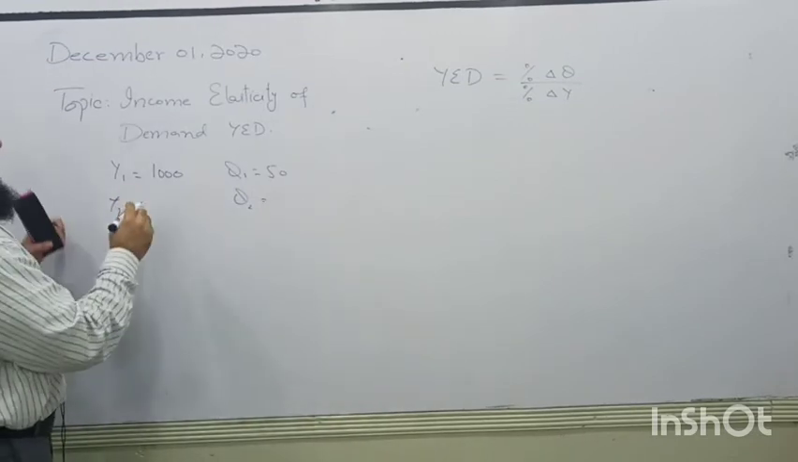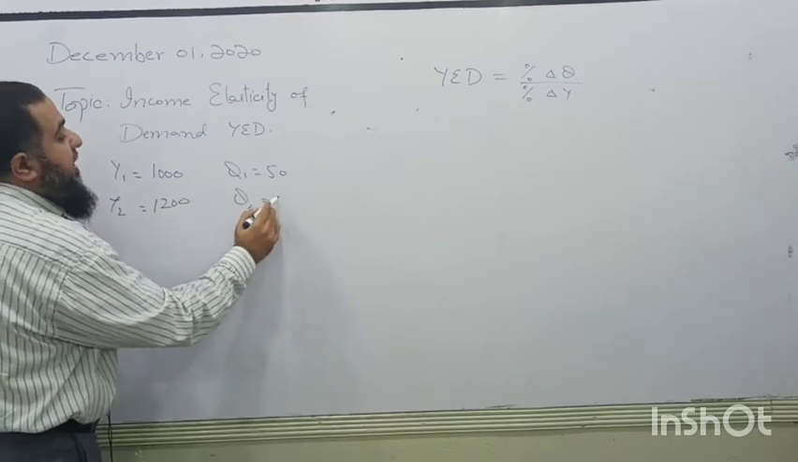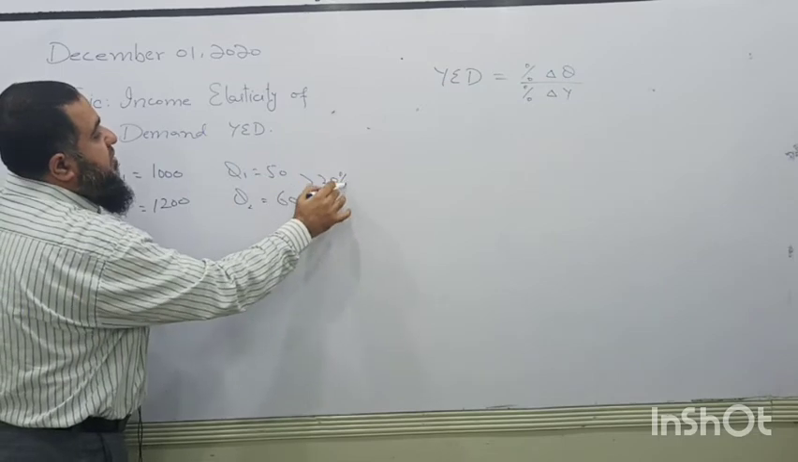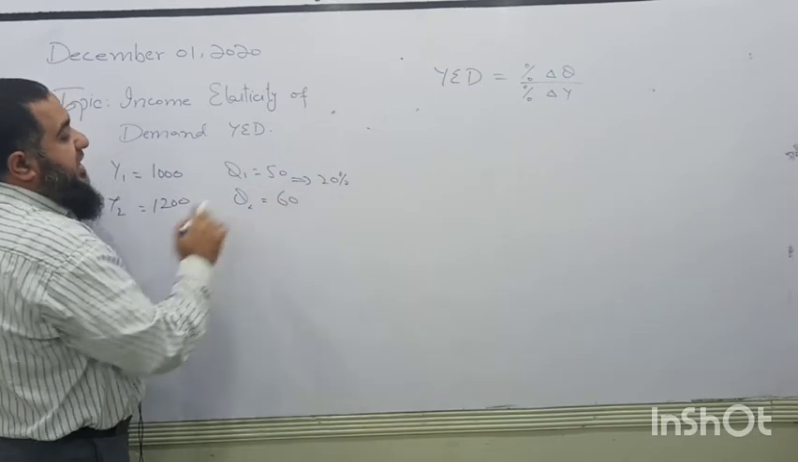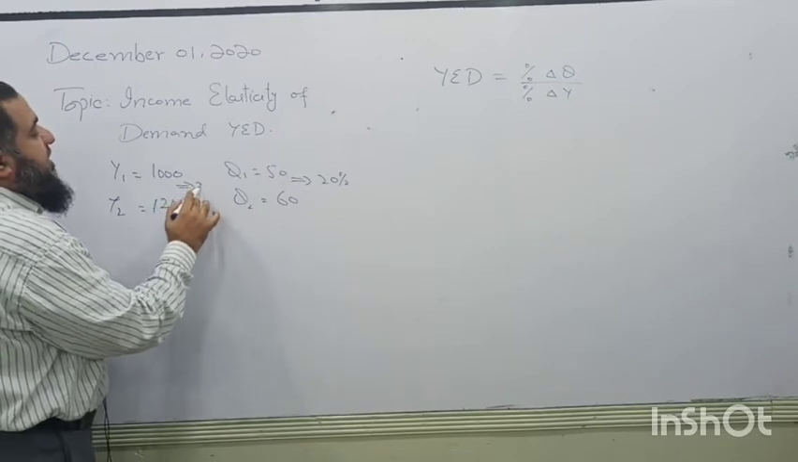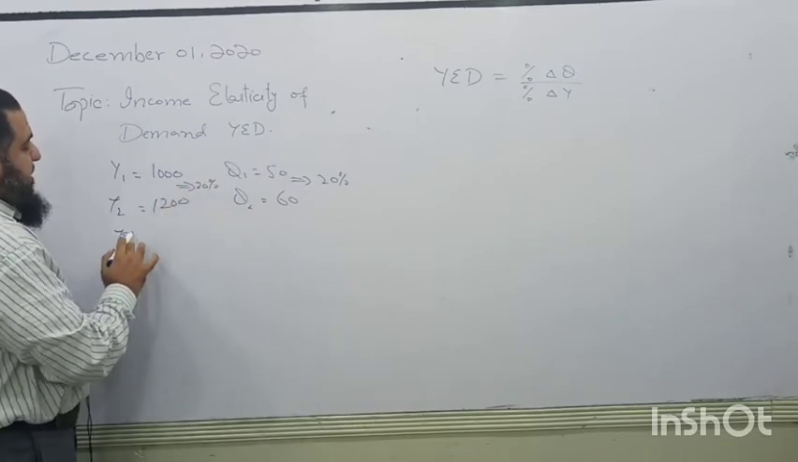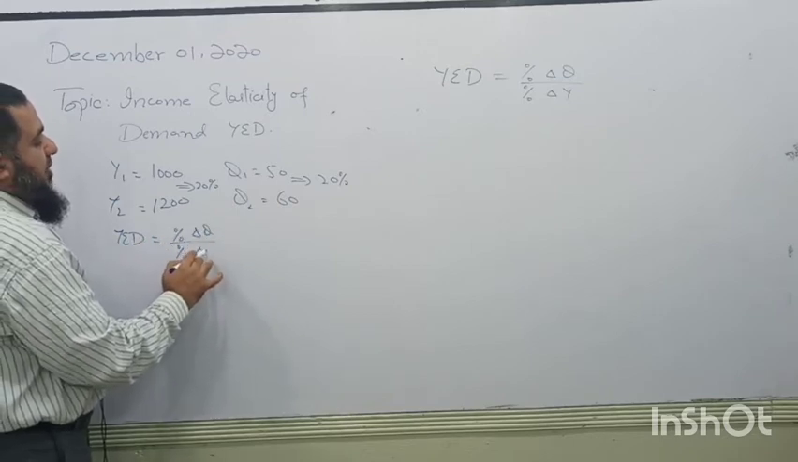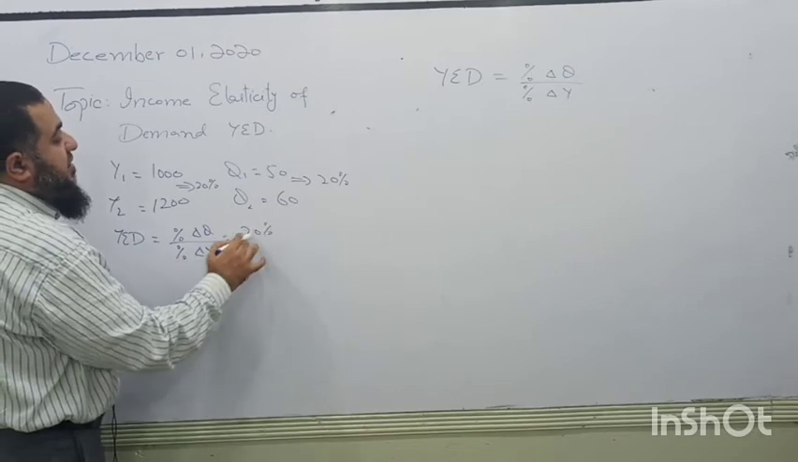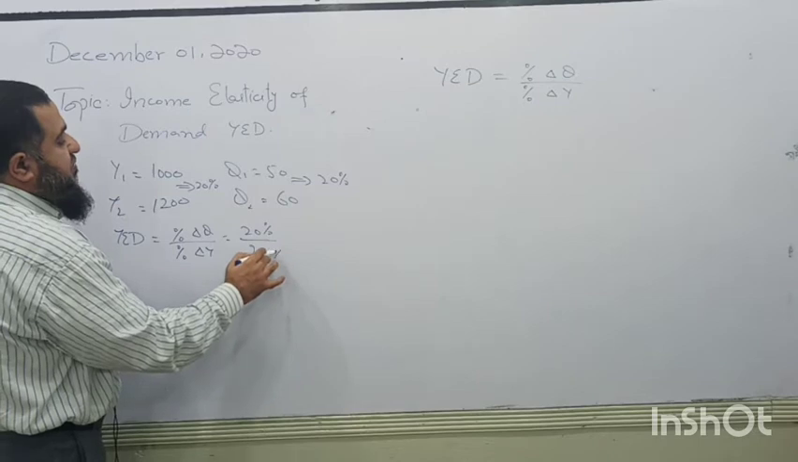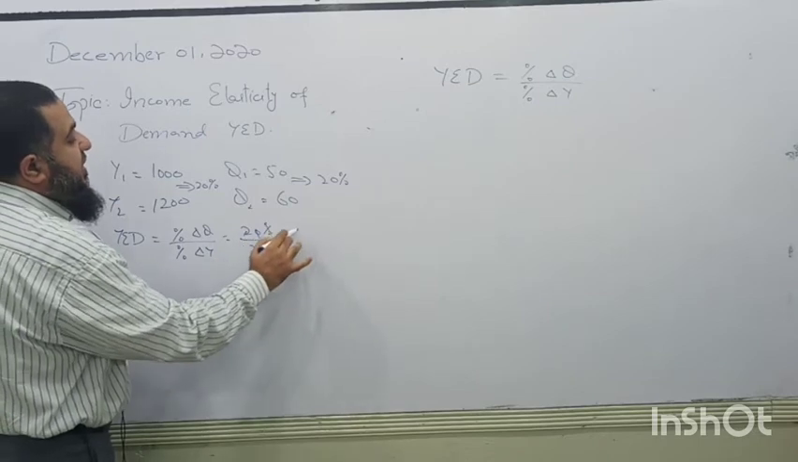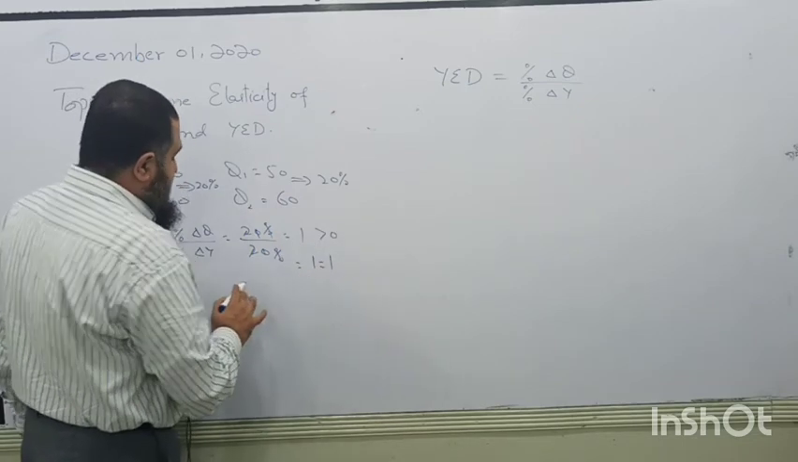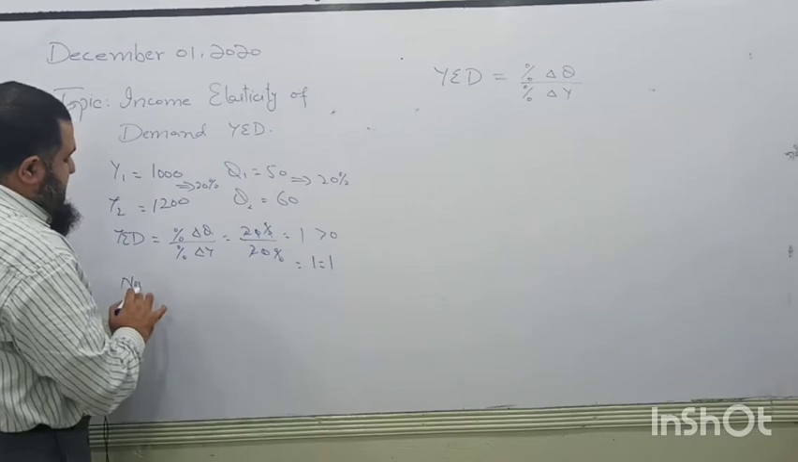Now we find over here it is 1200 and it is 60. So we can see this is a 20% increase in the quantity, and the same is the case, 20% is the increase in income. Therefore, income elasticity of demand will be 20% over 20%. So what will be the answer now? It is 1. It is a normal good again, but now it is equal to 1.